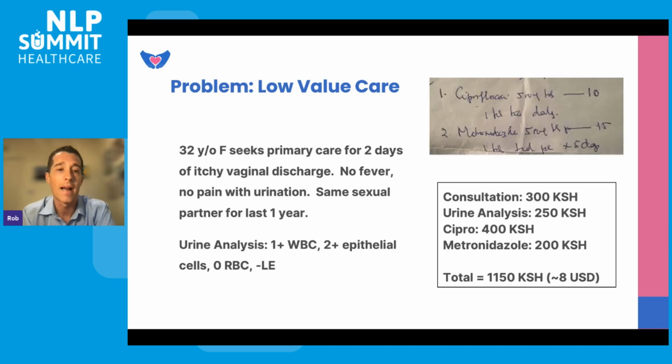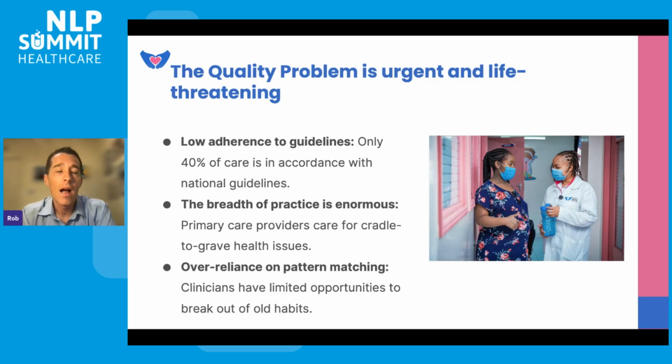really quite problematic. So what I want to get across is that the quality problem in low and middle income countries is really urgent, and it's at times life threatening. Within Kenya, we have very low adherence to clinical practice guidelines. Only about 40% of care provided at the primary care level in Kenya is in accordance with national guidelines. That comes from the Ministry of Health.